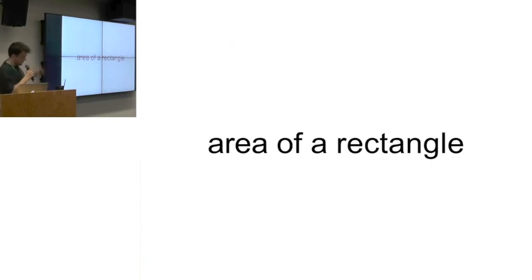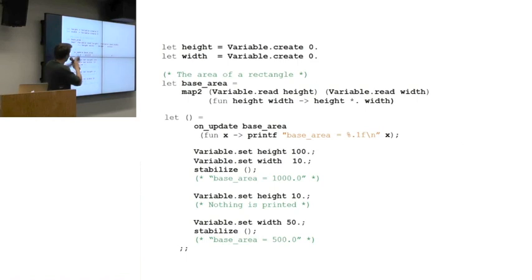Cool, so as a simple example, we can calculate the area of a rectangle with it. Excitingly, we have two variables, height and width, and we define the base area as a map2 of those two variables, where the function just multiplies them, which is fairly straightforward. And then if we actually run this, we first register a callback saying, print it out please, whenever it changes. We set the variables, call stabilize, and print it out. Hooray. We set the variable again, and nothing is printed, and only if we call stabilize again do we get the update. Does that make sense?